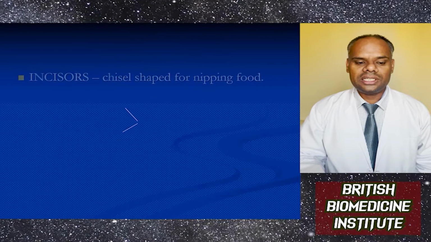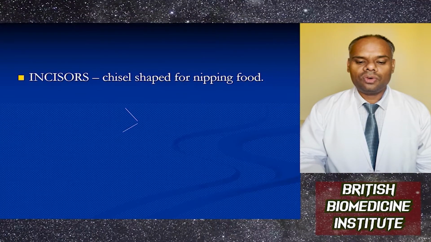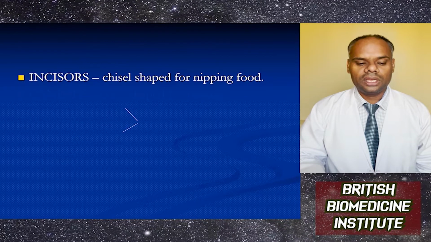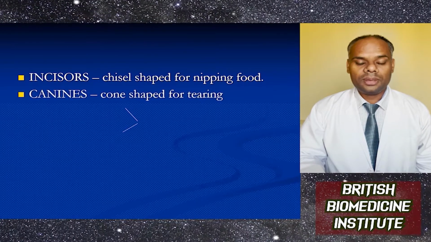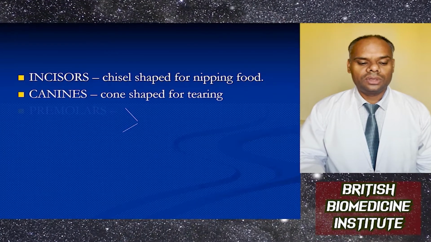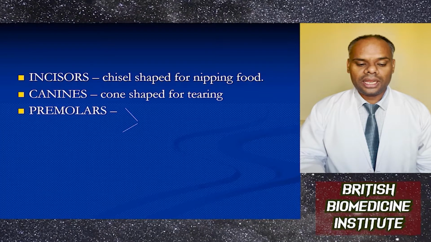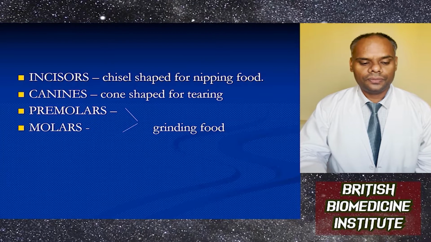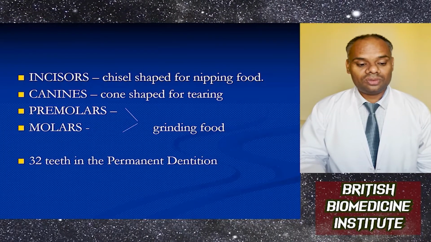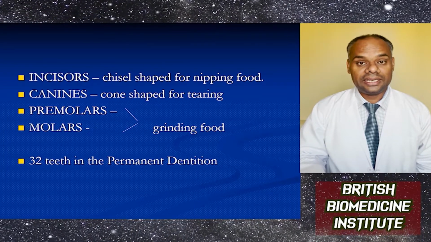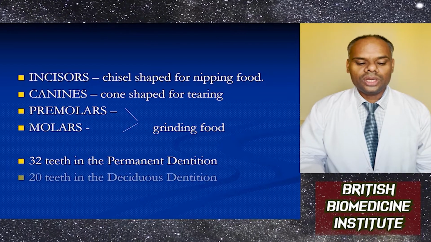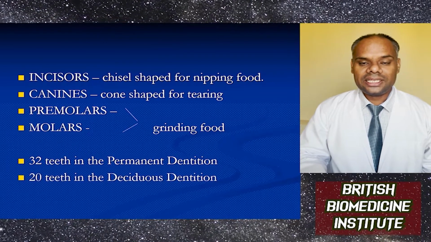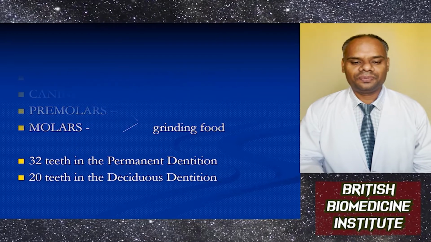So now comes incisors, chisel shaped for nipping the food. Canines, cone shaped for tearing the food. Premolars and molars help in grinding of the food. And there are 32 teeth in a permanent dentition. 20 teeth in deciduous dentition.